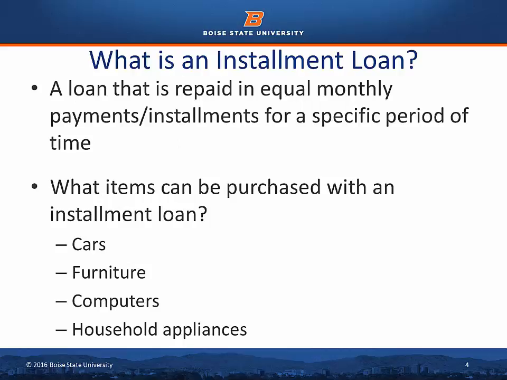What is an installment loan? An installment loan is a loan that is repaid in equal monthly payments or installments for a specific period of time, usually several years. What are examples of items that can be purchased with an installment loan? Cars, furniture, computers, household appliances. There are two types of installment loans, secured loans and unsecured loans.